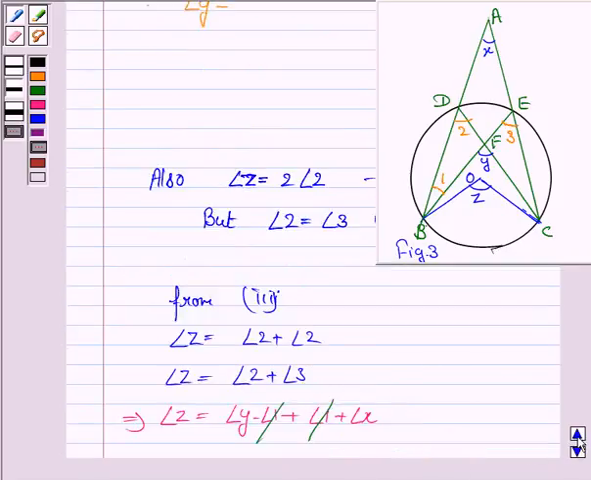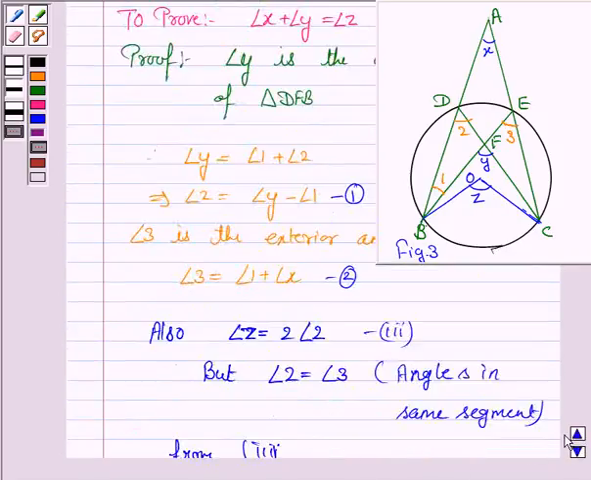So this completes the question. While doing the question, it is very important to write all the reasons for what you are using. This is by the above theorem.